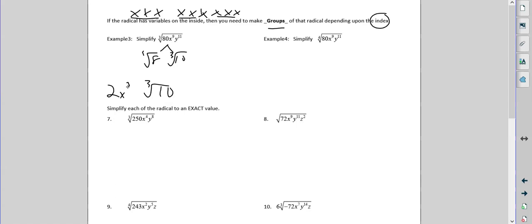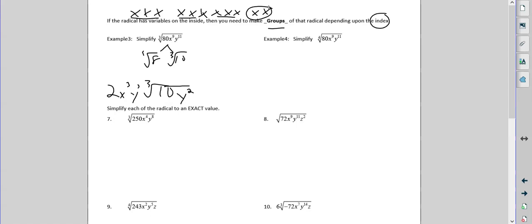Y to the 11. Well, let's use the x's. Pretend we're doing x's, and we had 11. There's 11 right there. Well, that means we still got 3 groups of 3, but we have 2 left over. In this case, it's y. So it's 2x cubed, y cubed, times the cube root of 10y squared.